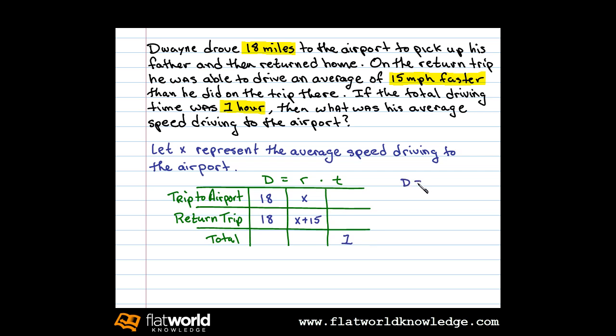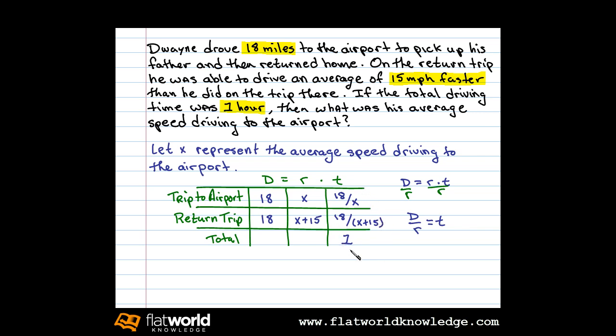Now we know distance equals rate times time. If we divide both sides by the rate, r, we can come up with an equivalent formula, distance over rate equals time. Now we can use this to fill in the blanks in the time column. If we take the distance driving to the airport divided by the rate, well, that'll be the time. So we could fill this in with 18 over x. Now we can do the same thing for the return trip. 18 over x plus 15.